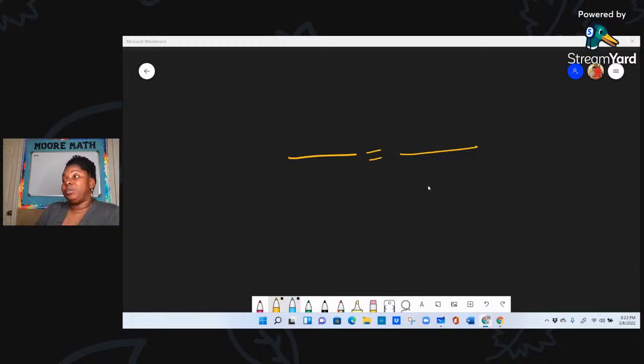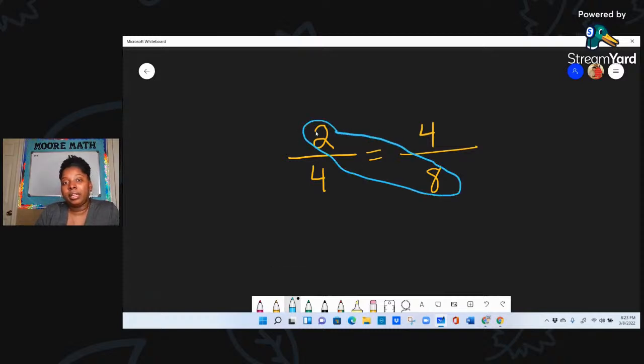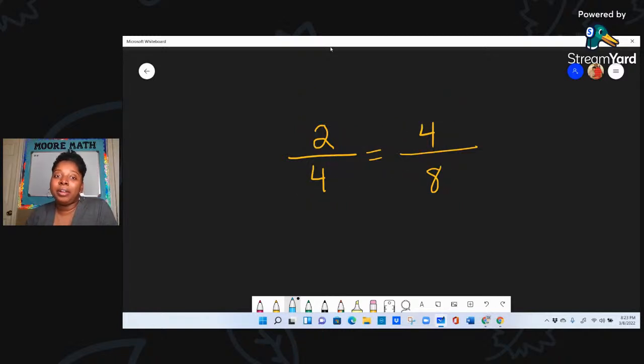Proportions, 2 equal ratios. A proportion is just 2 equal ratios, and equal ratios are exactly like equivalent fractions, right? So 2/4. Okay, they're equal, and you can check them because their cross products are equal. 2 times 8 is 16, 4 times 4 is 16. 16 equals 16, so their cross products are equal, so they're equal.